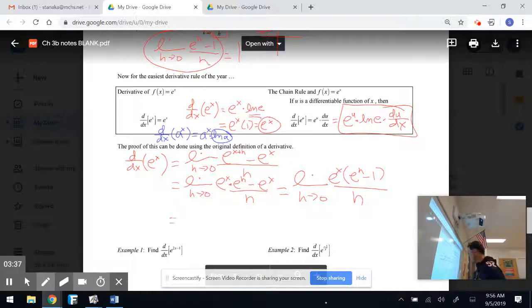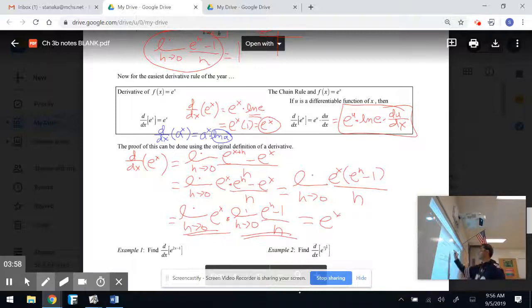And then I can use the limit of a product is a product of my limits. So I'd get e to the x times the limit as h approaches 0 of e to the h minus 1 over h. This piece here, I have nowhere I can put a 0 in for h, so my answer is just e to the x. This piece here is that result that we used earlier, which is equal to 1, and thus it's e to the x.